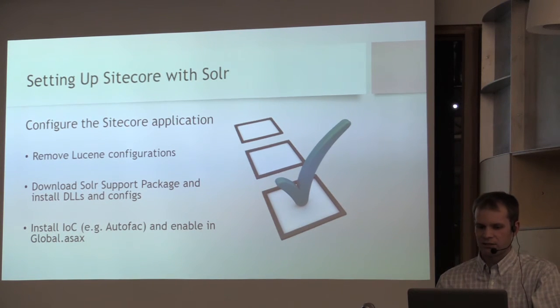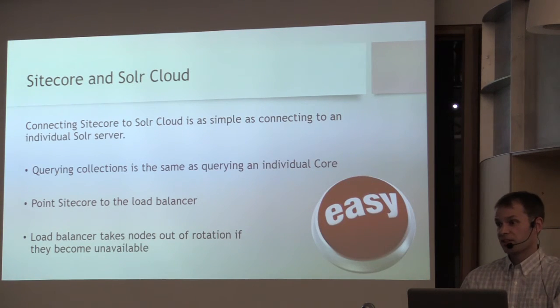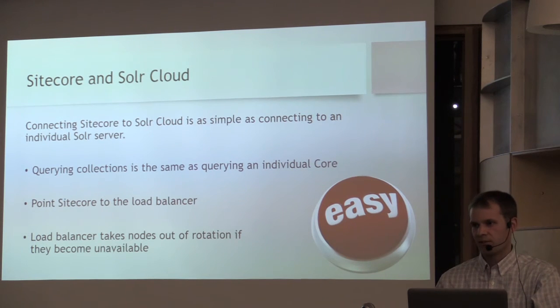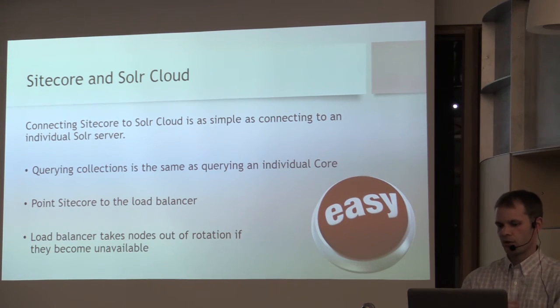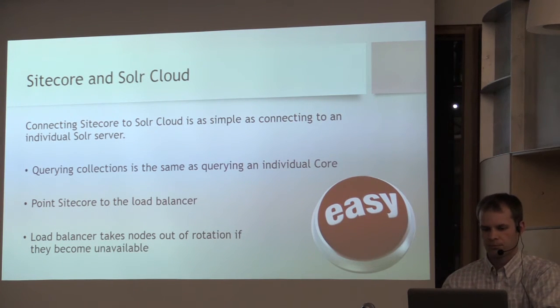So this covers setting up Sitecore with a single instance of Solr, but what about Solr Cloud? Turns out it's pretty much the same. Like I said before, you have to have a load balancer, but as far as the configurations go, it's exactly the same. Instead of pointing to a single Solr node, you point Sitecore to the load balancer. And it just starts distributing. You just do simple round robin, it'll distribute it amongst all of the nodes.